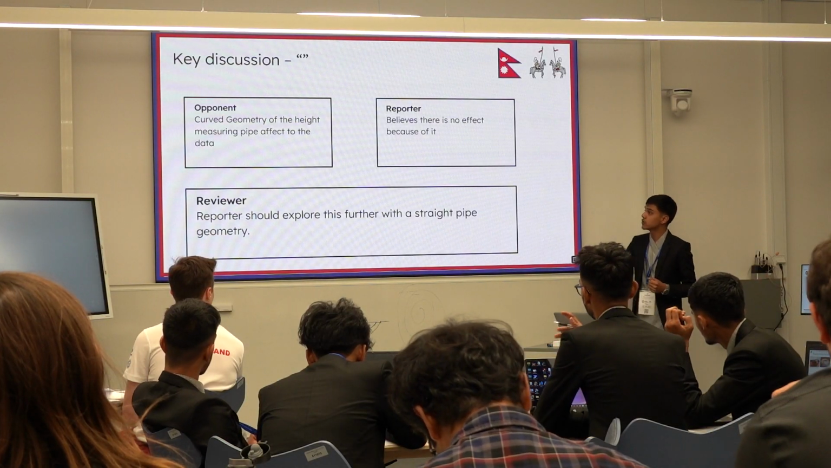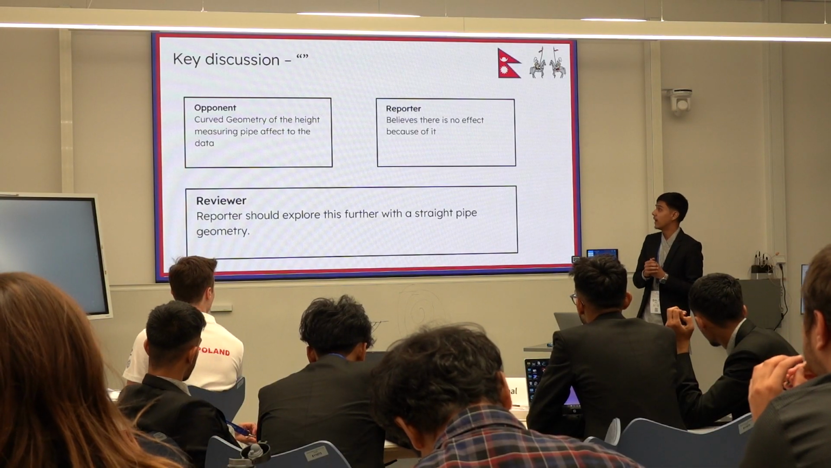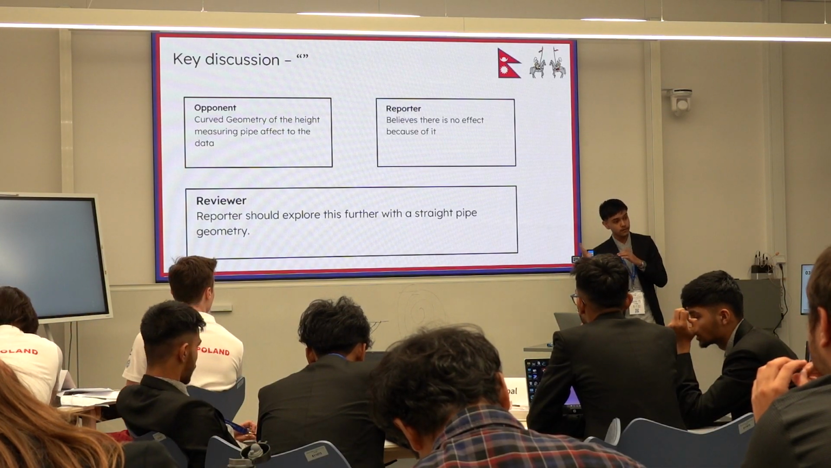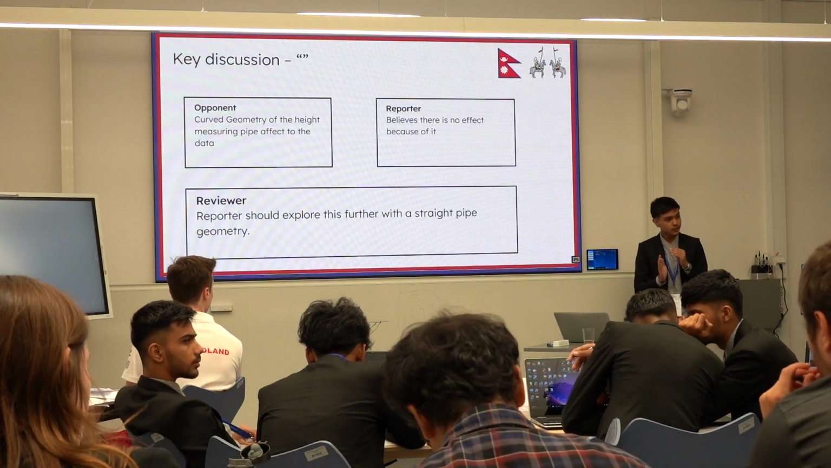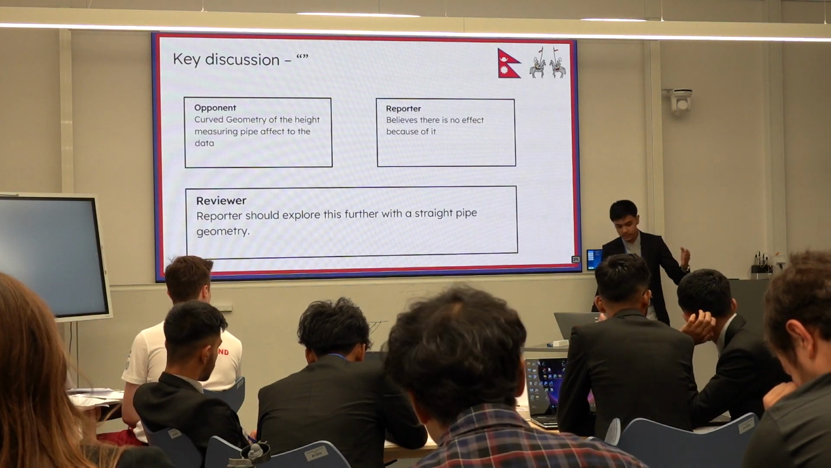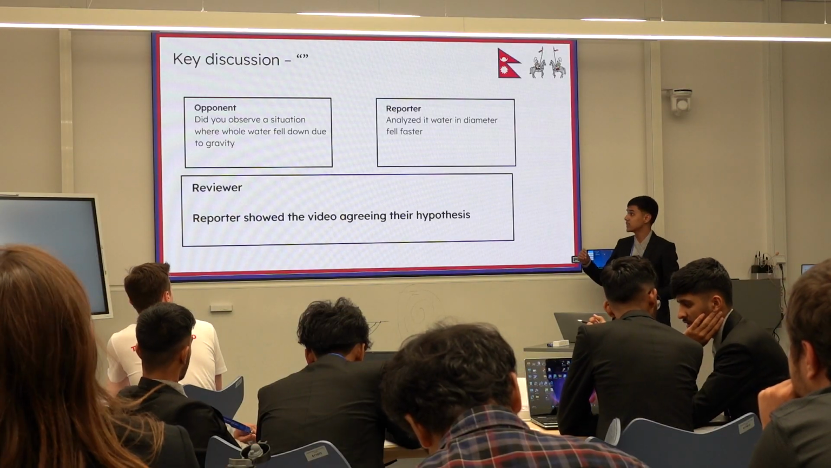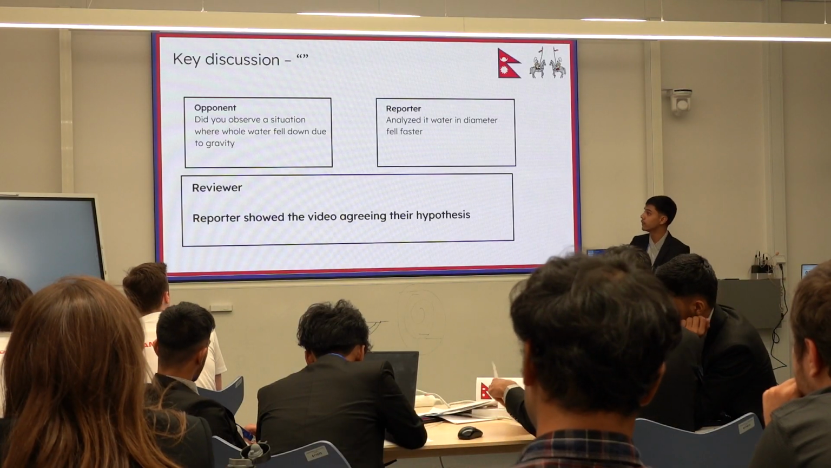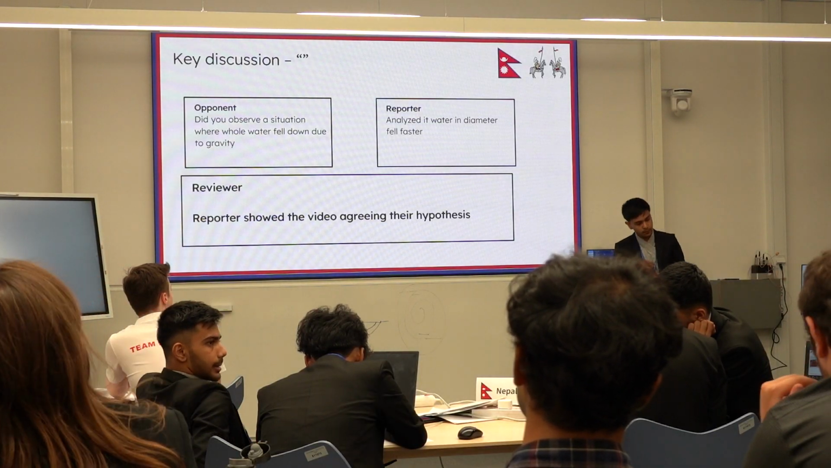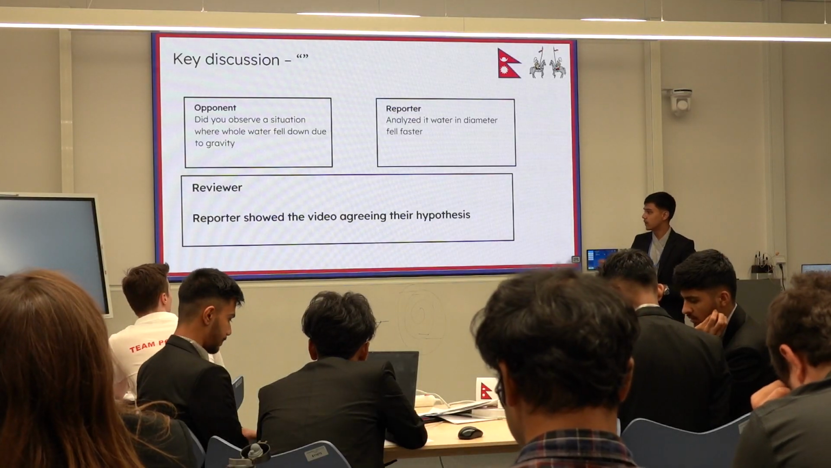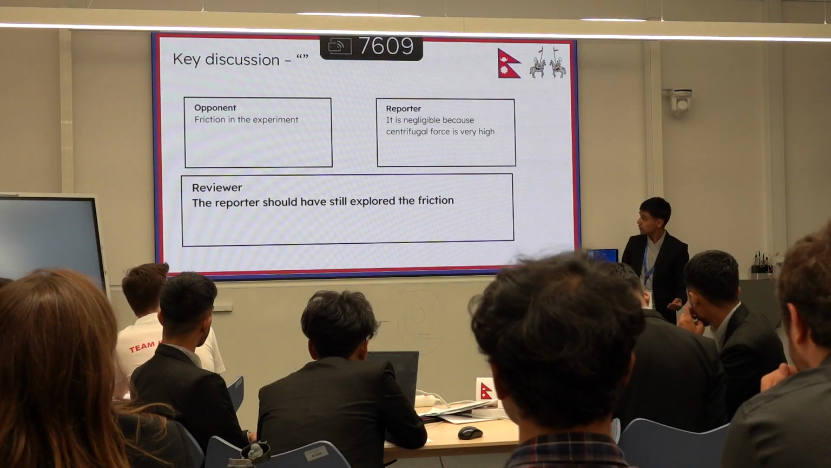The opponent also mentioned the curved geometry of the height measuring pipe affecting the data, and the reporter said there was no effect because of the curved geometry of the pipe. But I think they should still have explored the straight approach and the deviations caused by it. They also asked if there was a situation where all the water fell down due to gravity, and the reporter said that they did analyze it, and the bigger diameter fell faster. They also showed the video which agreed with the assumption. And time is up.